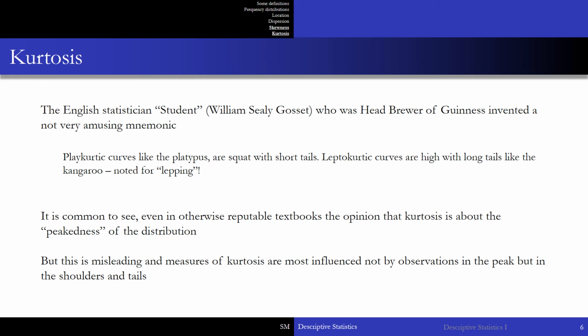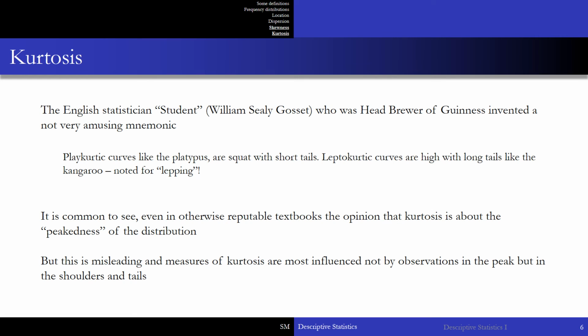The English statistician who was known as Student, in fact a man called William Sealy Gosset, who was the head brewer of the Guinness Brewery, invented a not very amusing mnemonic. Platykurtic curves, he said, are like the platypus. They're squat with short tails. Leptokurtic curves are high with long tails, like the kangaroo, noted for leaping. Ha ha ha.